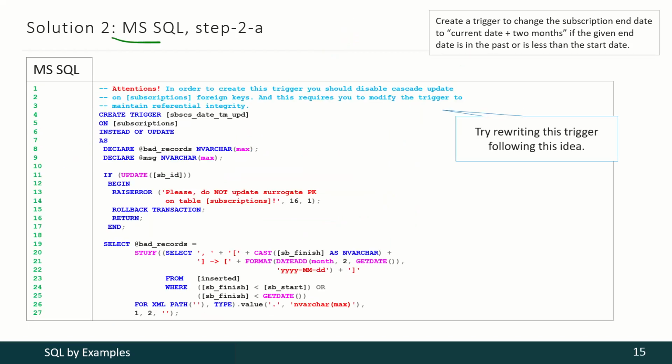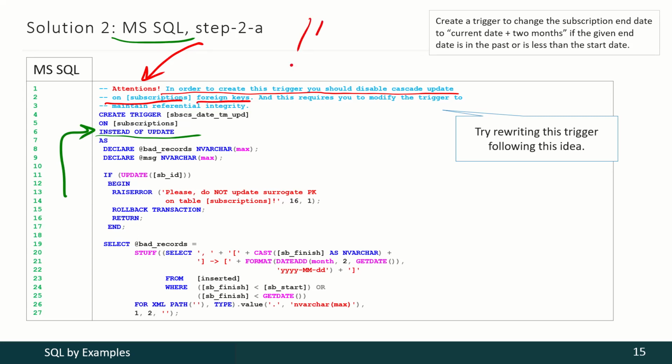The second trigger for Microsoft SQL Server is instead of update one. But here we have to mention one important thing. In order to create this trigger, you should disable Cascade Update on subscriptions foreign keys. That's extremely dangerous, extremely. And due to that danger, you have to modify the trigger to maintain referential integrity, so please do that yourself. For now, our trigger only does the following things.